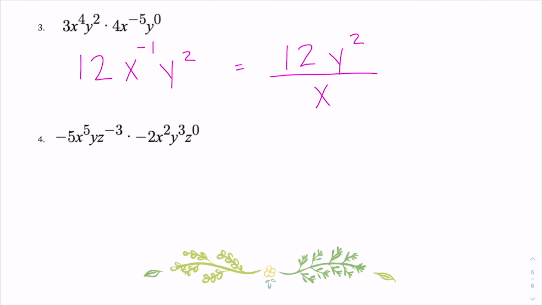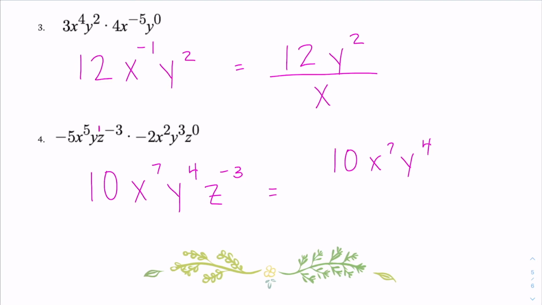All right, last problem. Negative 5 times negative 2 is a positive 10. X to the 5th times x squared. 5 plus 2 is 7. Y times y cubed. So remember, that's y to the 1st. 1 plus 3 is 4. And then lastly, we have z. Negative 3 plus 0 gives us that negative 3. But we cannot end with that negative exponent. So we take that term to the denominator and make the negative 3 a positive 3.